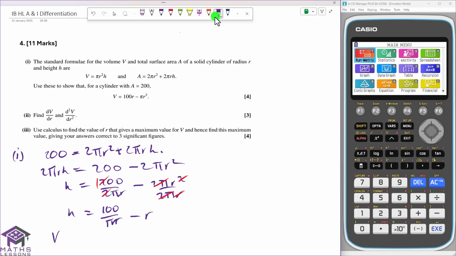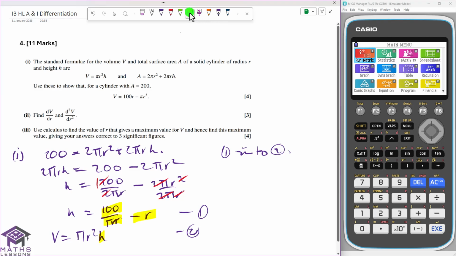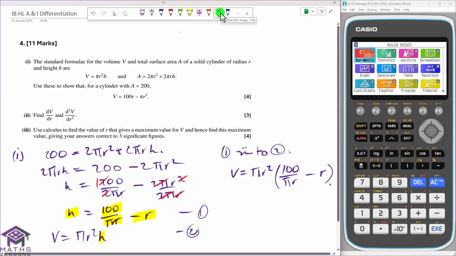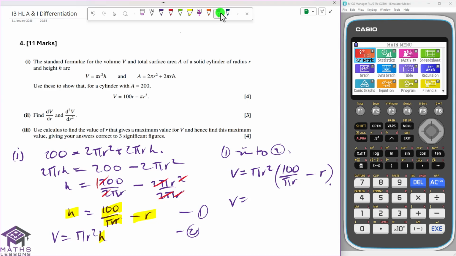Now we know that V equals pi r squared h. If we substitute 1 into 2, what we get is we're going to put all of this in for h. So we get V equals pi r squared times 100 over pi r minus r. So therefore, when we multiply this out, this pi is going to cancel this pi. One of the r's here cancels r, so we get 100r. Pi r squared times minus r gives me pi r cubed.